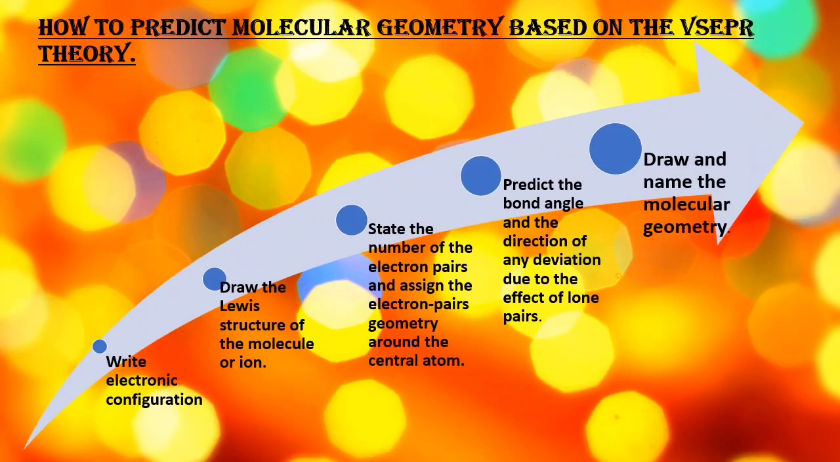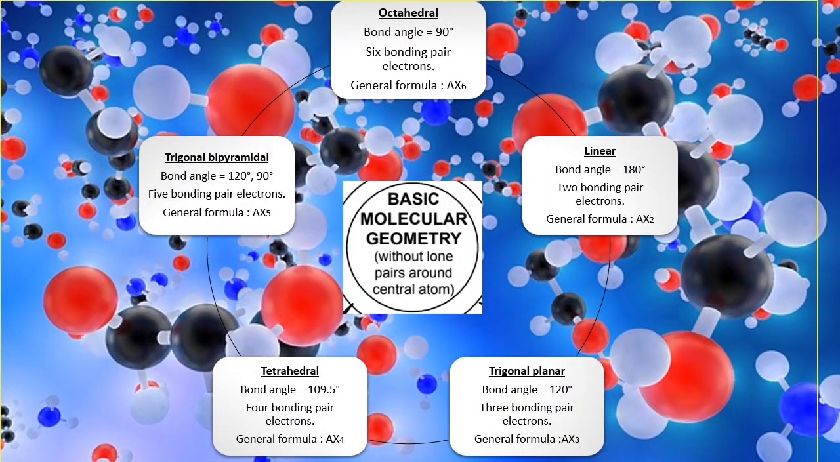How to predict molecular geometry based on the VSEPR theory? First, write the electronic configuration. Second, draw the Lewis structure of the molecule or ion. Third, state the number of electron pairs and assign the electron pair geometry around the central atom. Fourth, predict the bond angle and the direction of any deviation due to the effect of lone pairs. Lastly, draw and name the molecular geometry. There are 5 basic molecular geometries, which are linear, trigonal planar, tetrahedral, trigonal bipyramidal, and lastly octahedral.